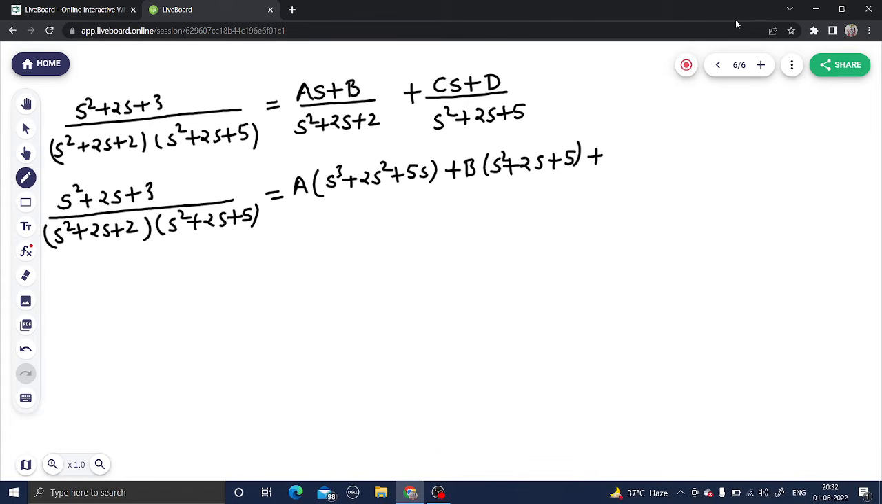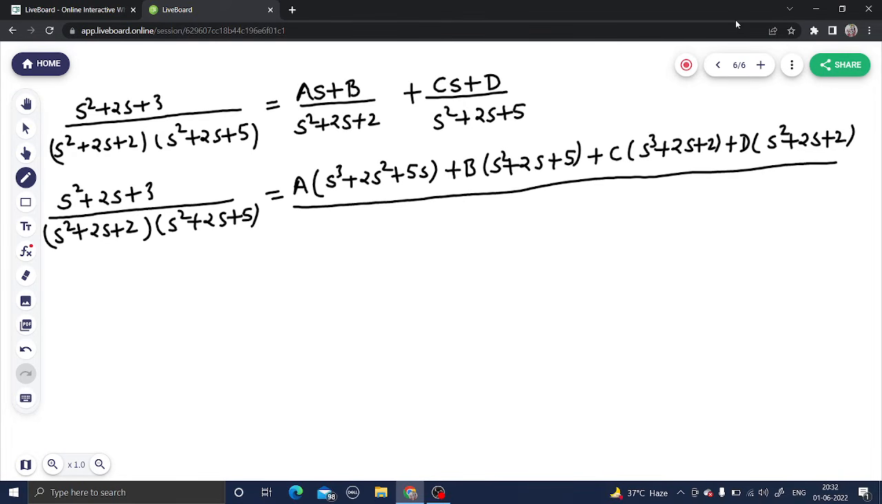Cs multiplied by this, so again I am taking s inside, so s cube plus 2s square plus 2s, and finally D times s square plus 2s plus 2. Now I never want to write the denominator because that is anyway going to cancel, but just for the sake of formality, s square plus 2s plus 2, s square plus 2s plus 5.